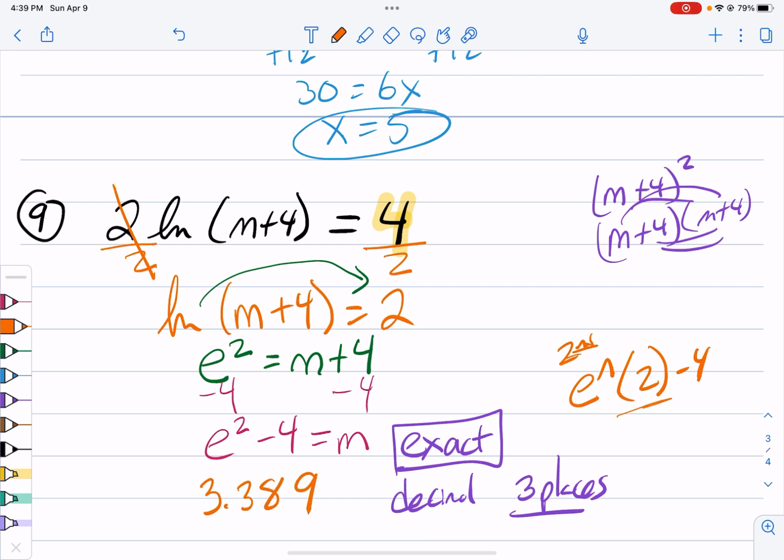So make sure you're very careful about closing your parentheses. So that is the decimal version, where e to the second minus 4 is the exact version. So I need them both.